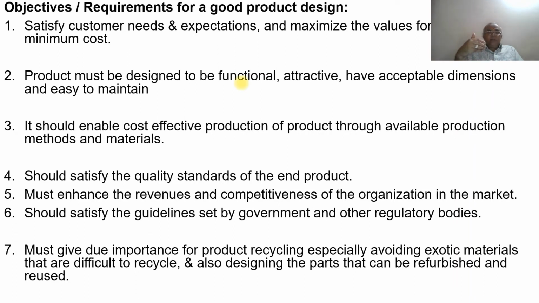It should enable the cost-effective production of the product through available production methods and materials. So that means you should be able to produce the product with minimum cost, and the material should be readily available in the market, and it should also satisfy the quality standards of the end product. It must enhance the revenues and competitiveness of the organization in the market, and should satisfy the guidelines set by the government and other regulatory bodies.